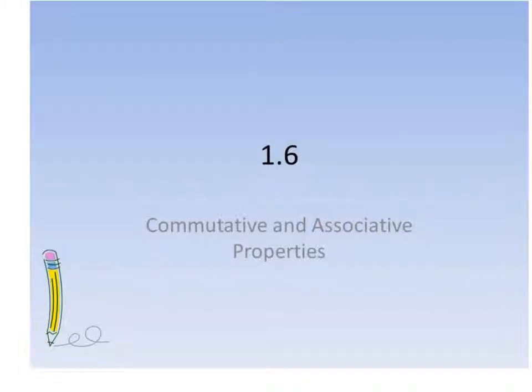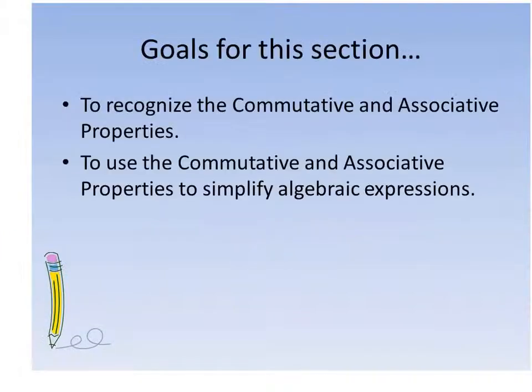Hello, welcome to Algebra 1, Chapter 1.6, and today we're going to discuss the commutative and associative properties. This is really a continuation of the properties, the identity and inverse properties we talked about. By the end of this lesson, hopefully you can recognize both the commutative and associative properties and also use them to simplify algebraic expressions.